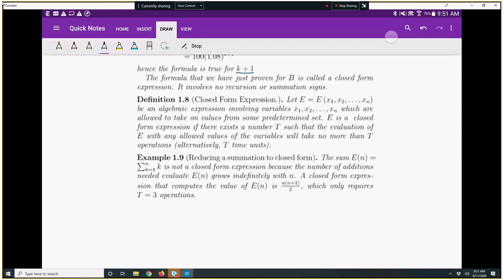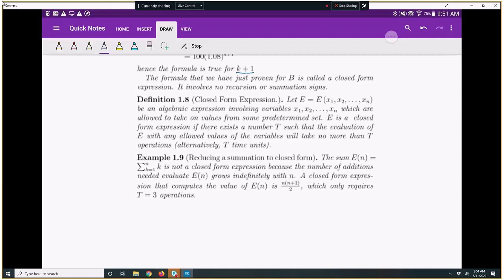So one other definition to be aware of is, what do we mean when we say the closed form of an expression? Let E be some expression involving variables, in this case x1 up to xn, which are allowed to take on values from some predetermined set. E is a closed form expression if there is a number t such that the evaluation of E with any allowed values of the variables will take no more than t operations. Now that's a little abstract, but let's see the next example.